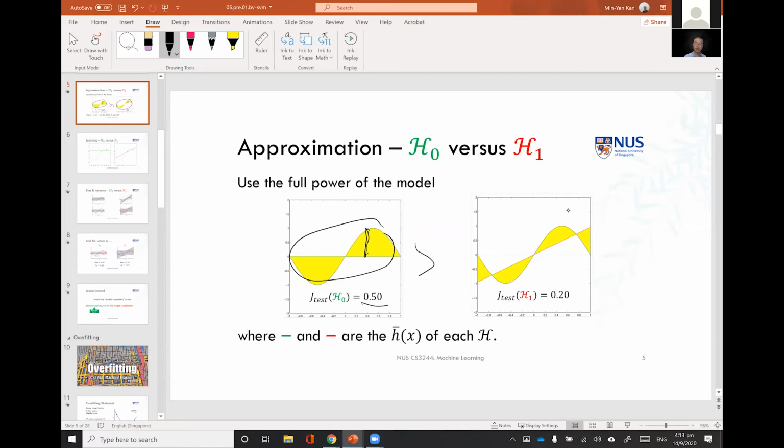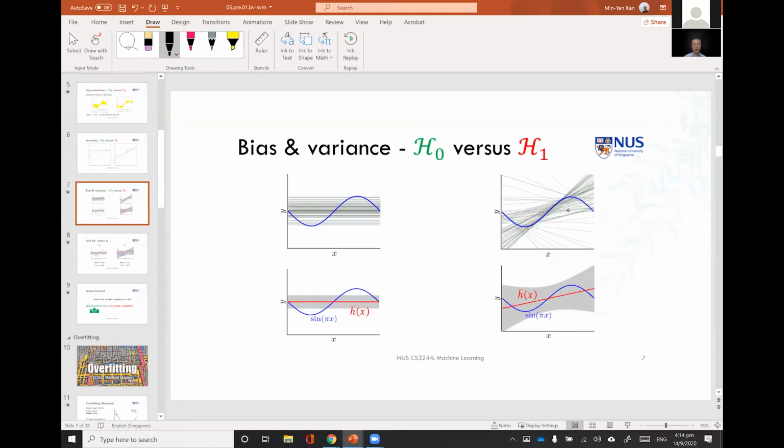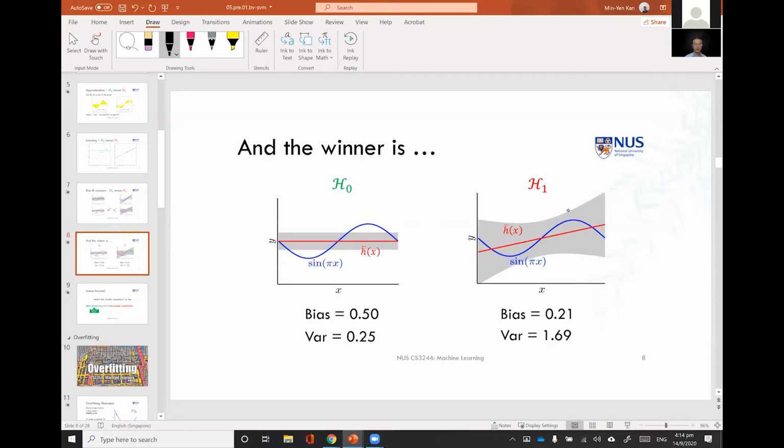But when we go to the other part, the other slide, you can see that the variance here is a lot larger. So we have to add up all of these points and then we can get a measure.